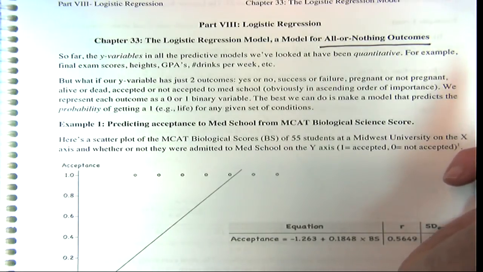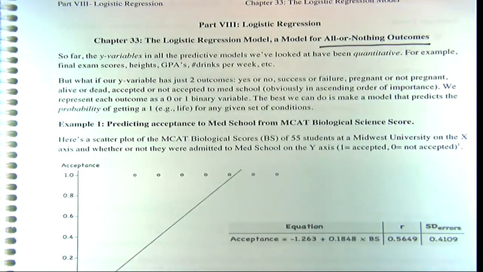Like if you want to predict whether somebody's going to live or die, whether they're going to pass a course or not, get an A or not. Any yes, no prediction where there's just a binary outcome, a 1, 0 y variable that we're trying to predict, we can't use our ordinary linear regression. We have to tweak things, and that's what logistic regression is all about.